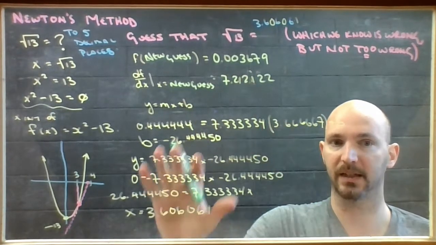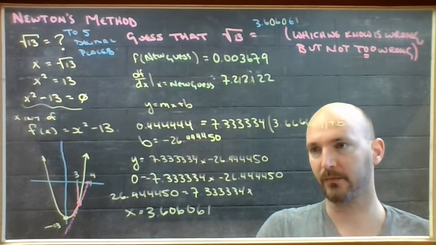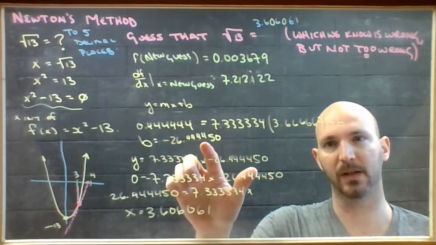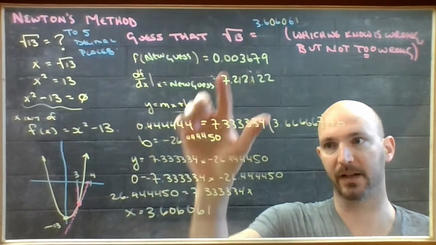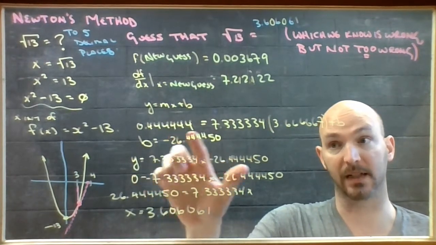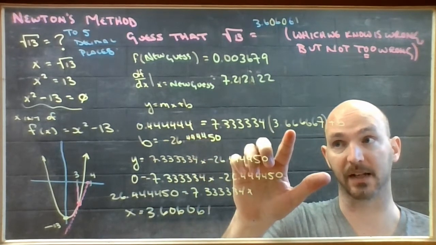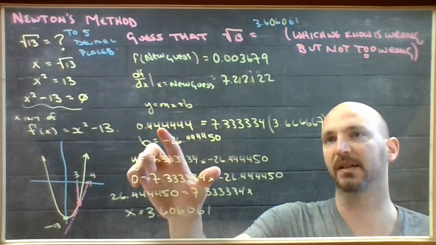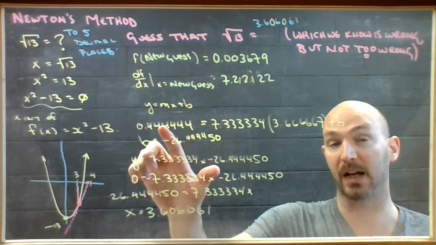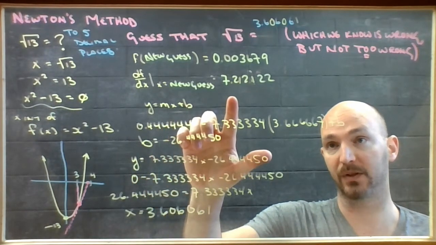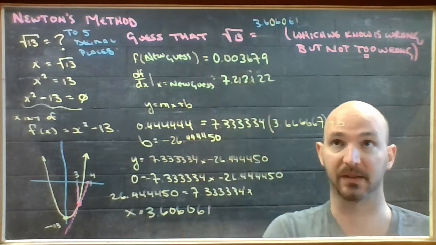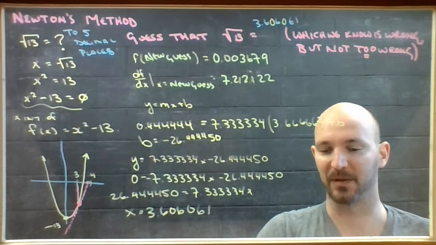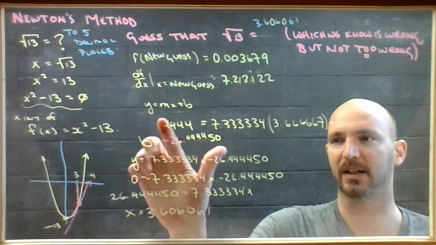Now, if I look at this mess, what did I end up doing here? In order to get the y-intercept, I always ended up taking my y value and subtracting the slope times the x value. So to get this, I'm going to do 0.003679 subtract 7.212122 multiplied by 3.606061. Give you a second to think about that. Actually, maybe I'll write it down.